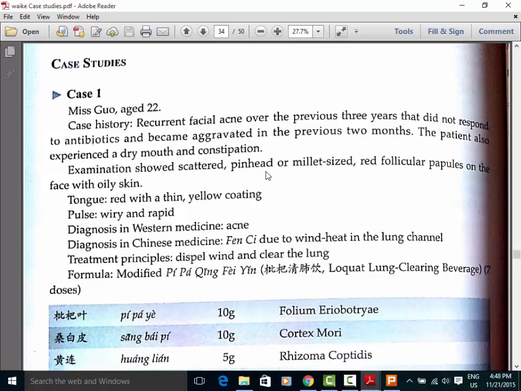Because I said oily skin, we probably think damp heat. Check the tongue. Red tongue with a thin yellow coating, okay. Rapid and wiry, okay. So why is it that this is wind heat and not damp heat?